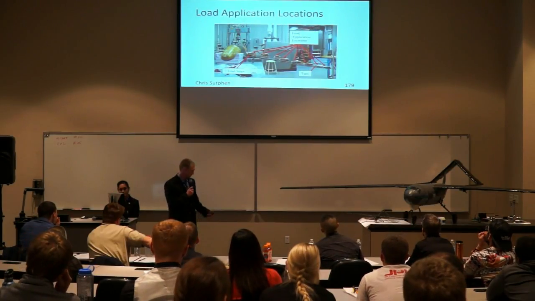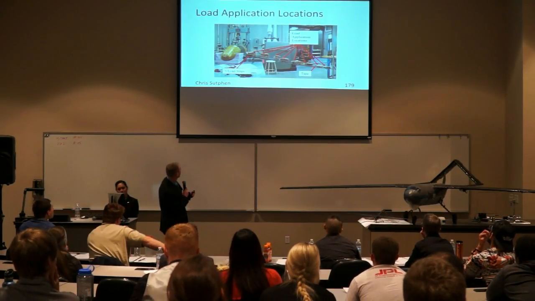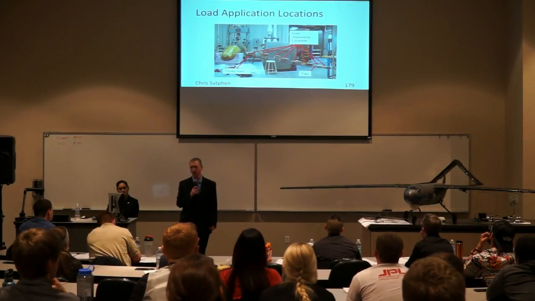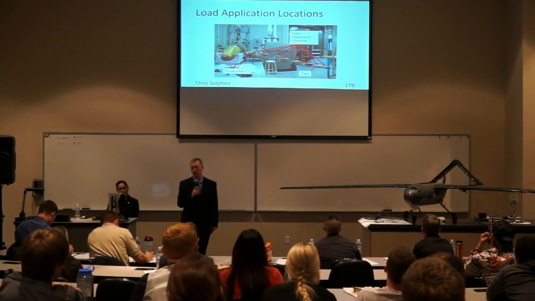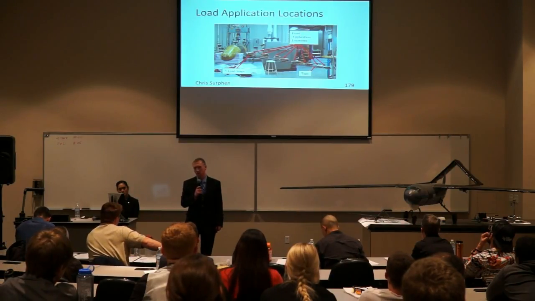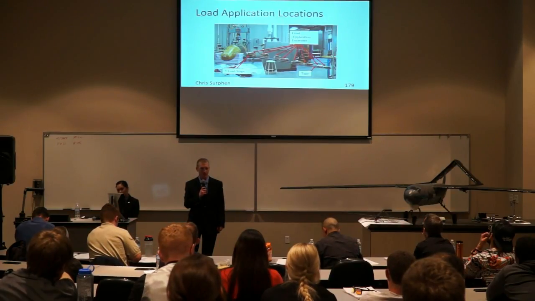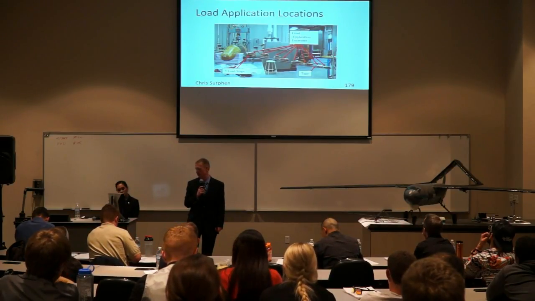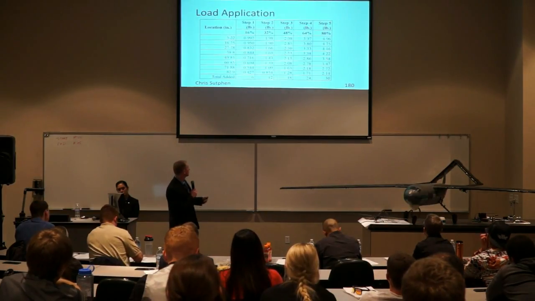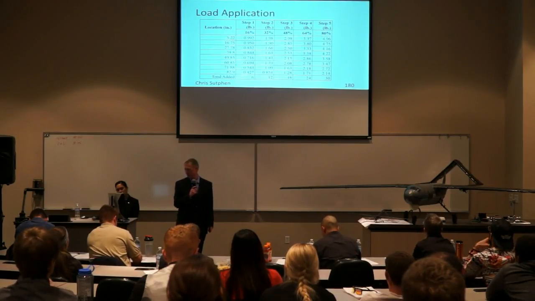So for load application locations, we had a total of 8 load locations. We had 5 load steps, which equate to a total of 30 pounds. We applied this load to each wing to keep the aircraft balanced. And we instrumented only the right wing because we only have enough data acquisition systems for one wing's worth of instrumentation. So here are our load application steps. You can see it goes to 80%. That is 80% of the limit load, which is what was required in the statement of work.